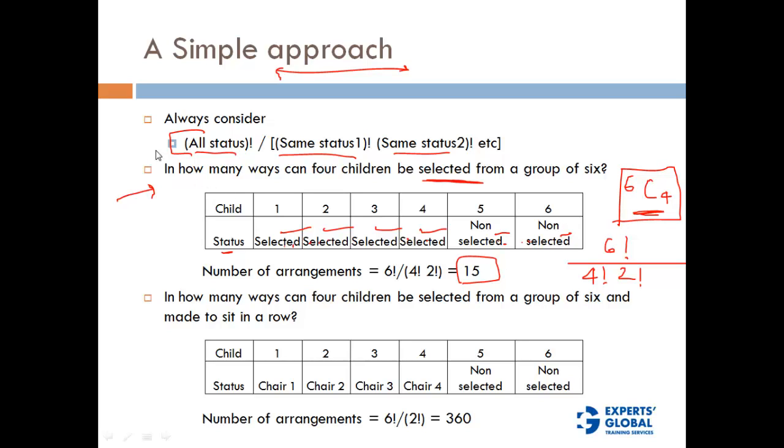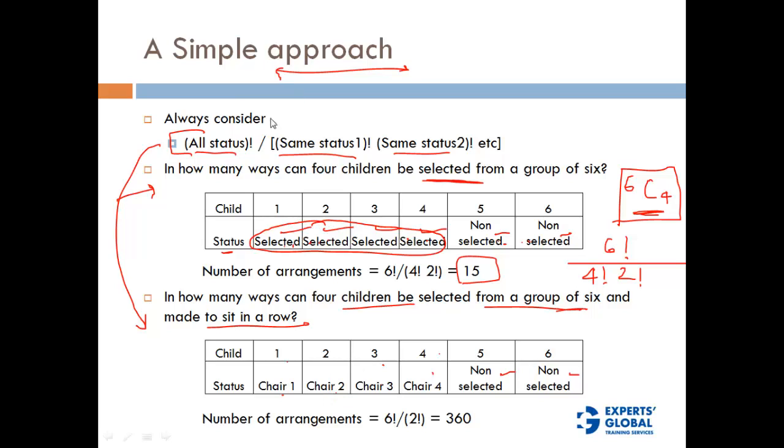The same approach also works if you are worried about ordering. In how many ways can 4 children be selected from a group of 6 and made to sit in a row? Now I am worried about order. So ultimately my picture is going to look like this: child 1, 2, 3, 4, 5, 6. Child 1 sits in chair 1, child 2 in chair 2, child 3 in chair 3, child 4 in chair 4, and child 5 and 6 are not selected. This non-selected part will remain the same. It is just that among the selected, now I am giving an order.